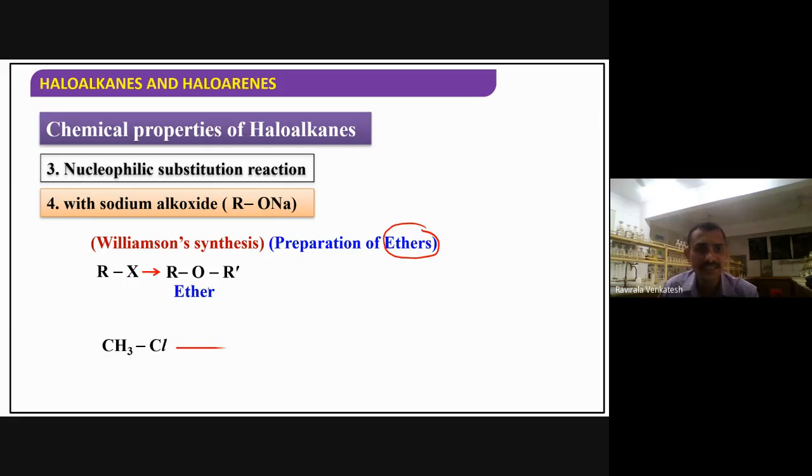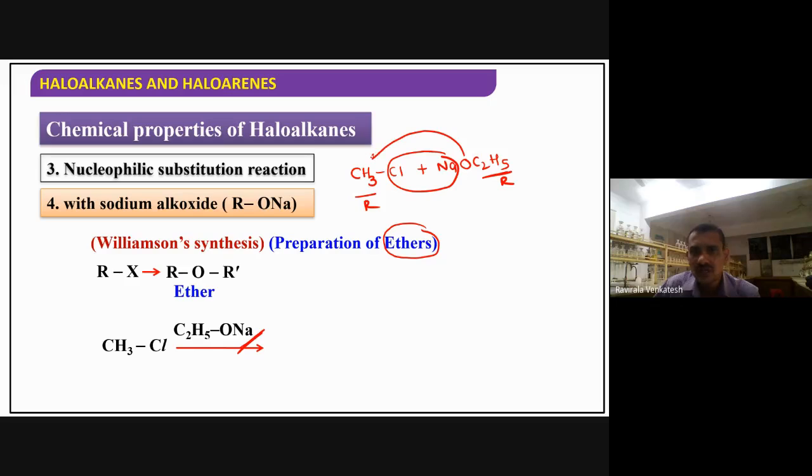How are we getting ether? I have taken methyl chloride. Instead of writing it like this, I will write CH3Cl plus, written reversely, sodium ethoxide, C2H5. This will be the R group; you can take any R group here. Now NaCl will be removed and you join this one here. So here also we are going to get CH3OC2H5.